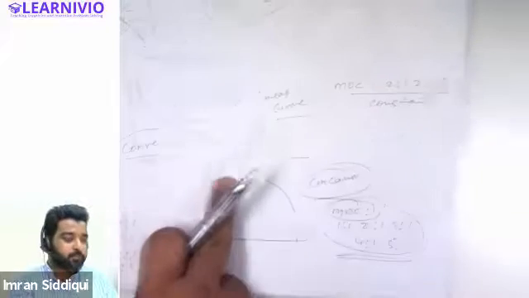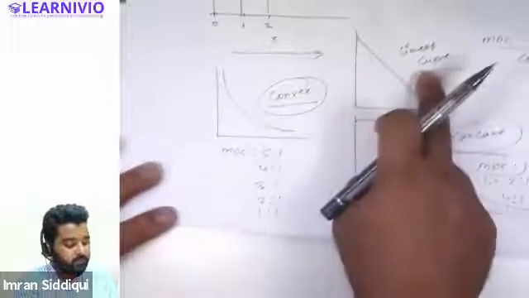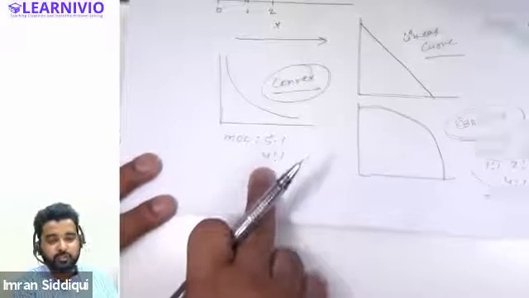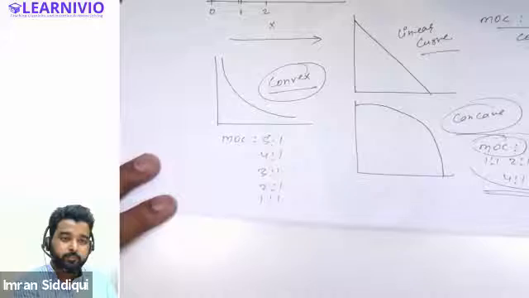What happens if marginal opportunity cost remains constant? It will have a linear curve. What happens if marginal opportunity cost starts declining? We will have a convex shape production possibility curve.